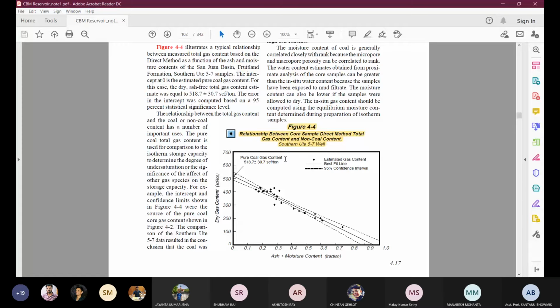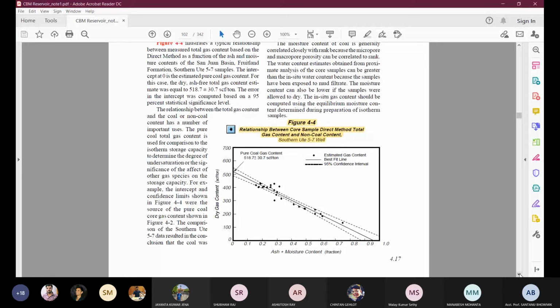So this is the way we calculate the total gas content. Suppose you have taken some sample and you provide it in SCF per ton, on a unit weight basis. Then you consider your coal seam, its total volume or total weight, reduce the ash percentage and the moisture percentage, and multiply that with the gas content you have calculated. So you will be able to roughly estimate the total gas content or the gas in place. These are the steps.